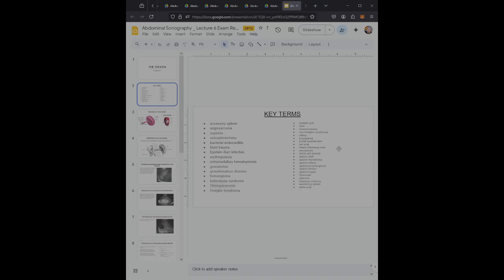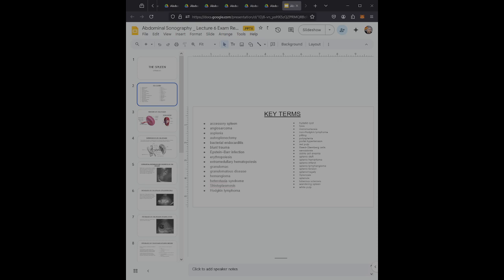An angiosarcoma is a rare malignant tumor of the spleen, and it is derived from blood vessels. Asplenia is the congenital absence of the spleen. Autosplenectomy is a gradual fibrosis and dysfunction of the spleen secondary to disease. Bacterial endocarditis is an infection of the surface of the heart that can spread to other organs.